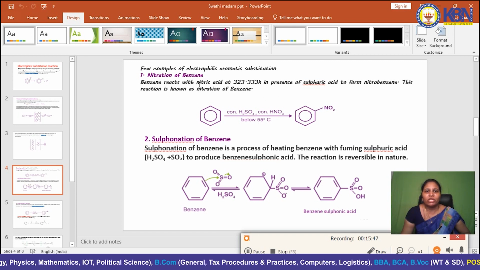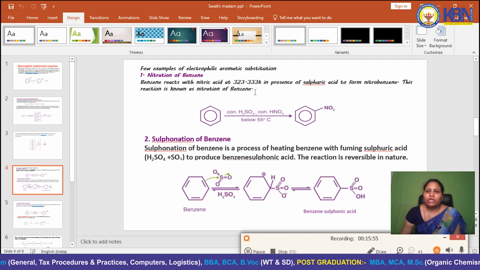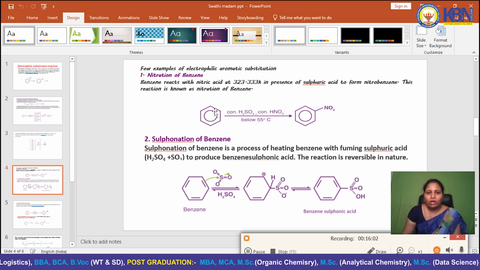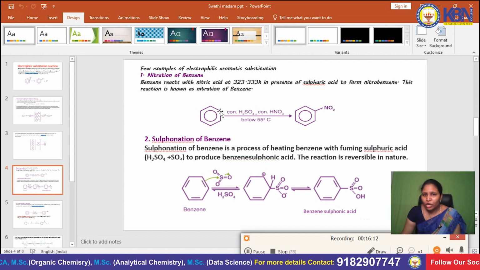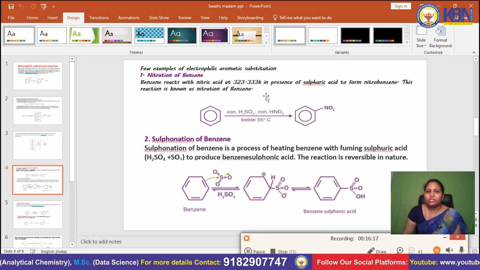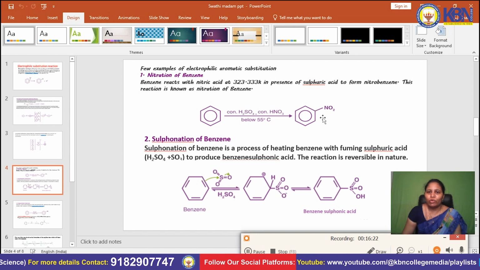That is nitration of benzene. This is carried out with nitric acid at 323 to 333 Kelvin temperature in the presence of sulfuric acid to form nitrobenzene. This reaction is known as nitration of benzene. Here also in the same way, one pair of electrons is shifted onto the benzene ring, then the benzene ring will get negative charge, and here hydrogen is already present. To this negatively charged benzene ring, this nitronium ion, that is the electrophile, attacks, which results in the formation of nitrobenzene.